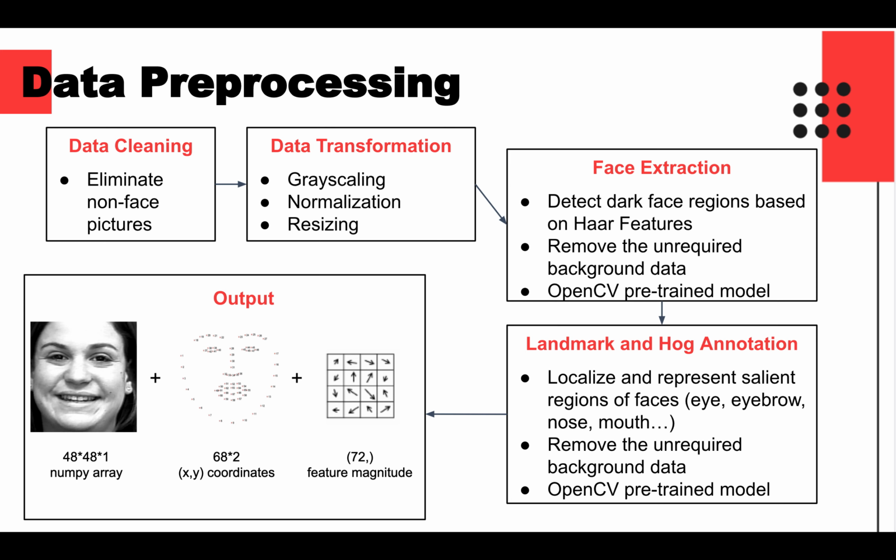We have 5 steps in data preparation. We use data cleaning to erase the wrong faces. Then we do data transformation to make all the images consistent with each other. Then we did face extraction and feature annotation. The final output is actually a combination of 3 parts. First is the images. The others are the landmarks and HOG features in tuple form.